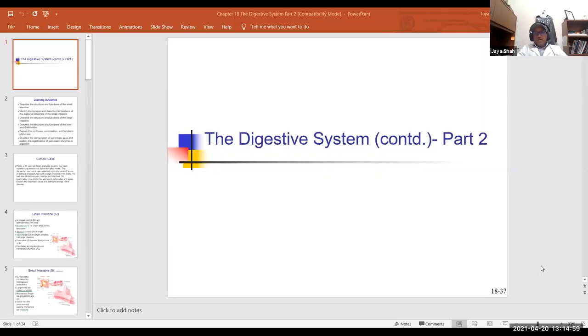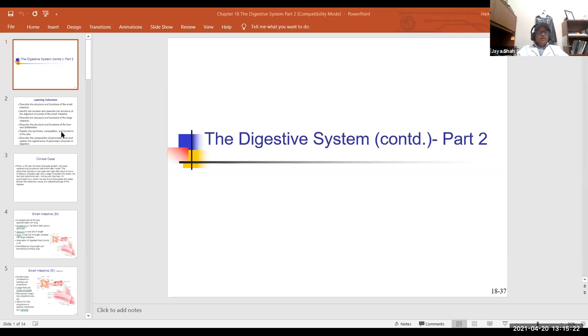Yeah. So the second part of the digestive system. Today, in the second part, we will talk about down below the stomach. So we'll talk about the small intestine, large intestine, anal region, and then the accessory organs of the digestive system, like salivary glands, pancreas, liver, gallbladder.